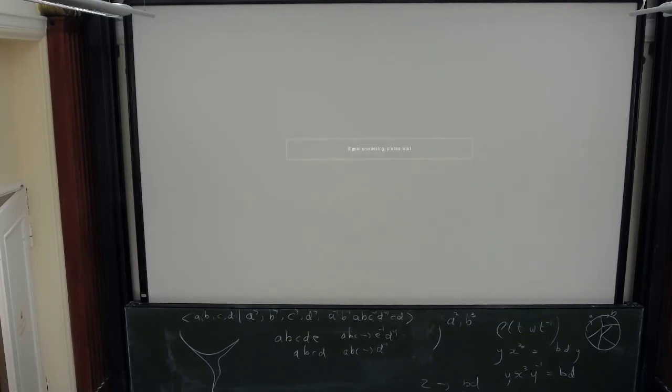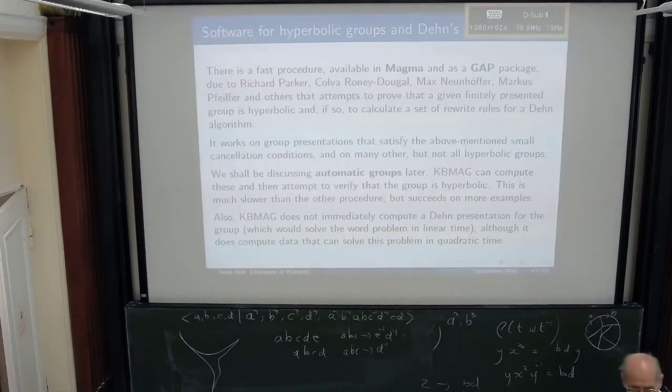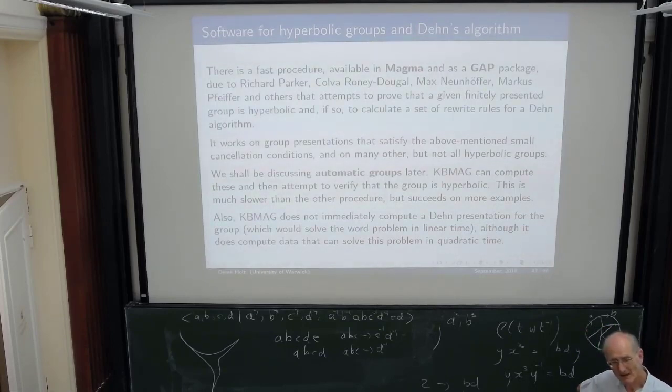Are there theorems for a bigger set of groups where the word problem is solvable in quadratic time? There's automatic groups, but lots of other examples as well. Yes, so I'll be talking about automatic groups next time, and for them the word problem is solvable in quadratic time. So the answer is yes.